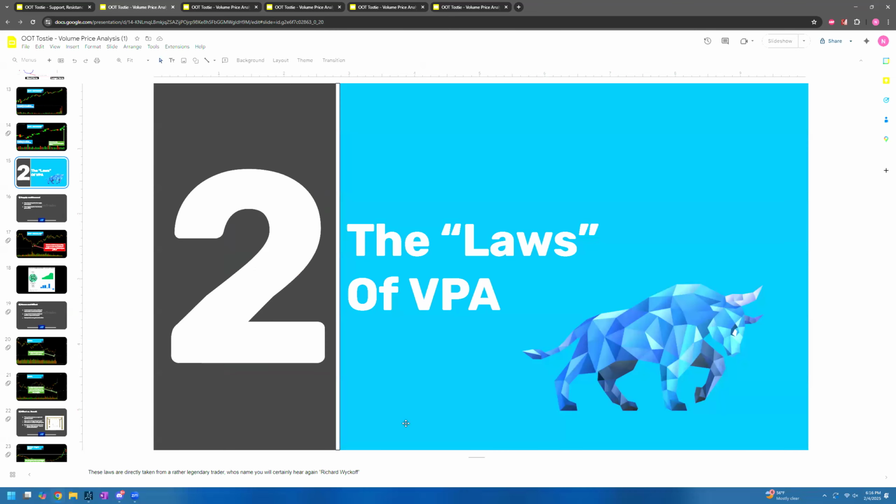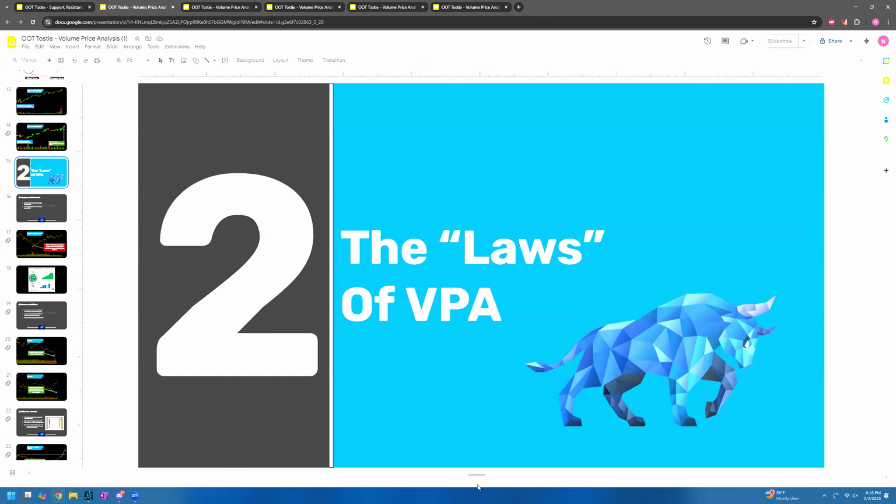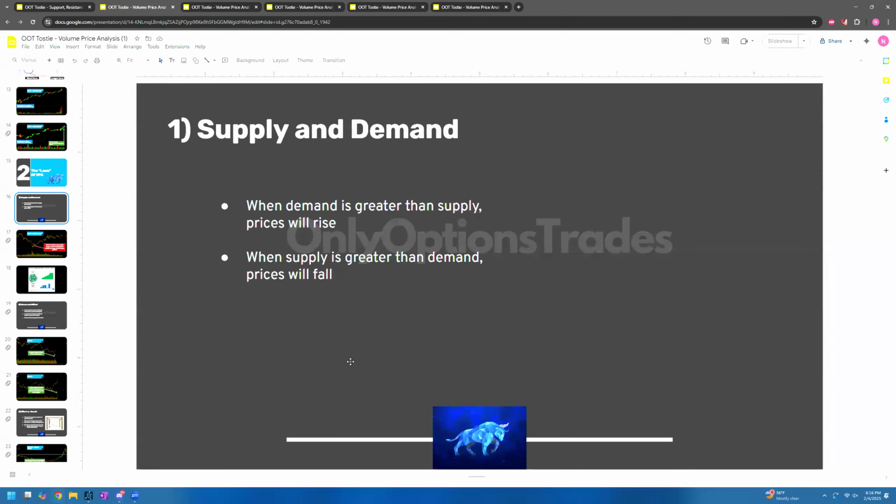With volume price analysis, there are three main rules or pieces of guidance to be paying attention to. The first one is the law of supply and demand, which is something that we've talked about before. Very simply put, when demand is greater than supply, prices will rise. When supply is greater than demand, prices will fall.